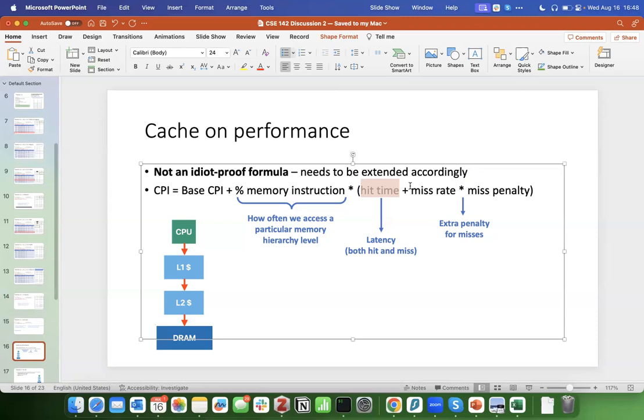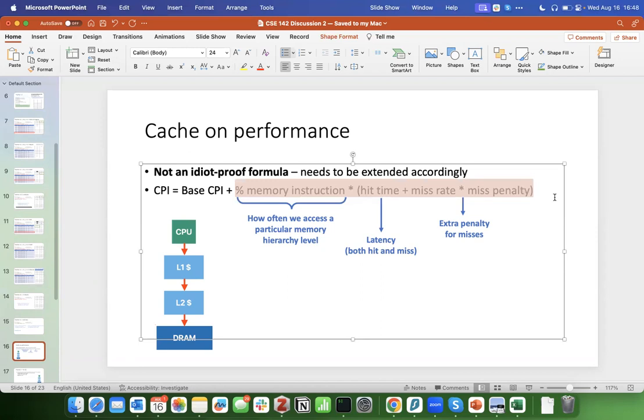Exactly, right? The time to access L2. And if there's a miss, I need to go all the way to memory. So we can recursively apply this formula, right? The miss penalty of L1 equals this part of L2. You just use all the numbers from L2, right?